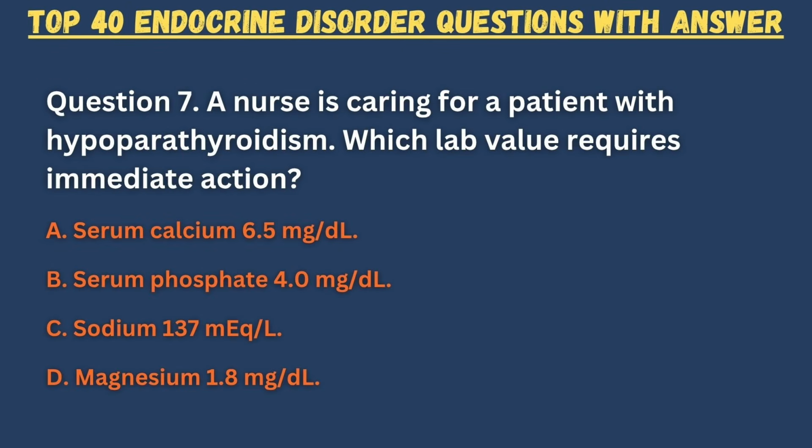Question 7. A nurse is caring for a patient with hypoparathyroidism. Which lab value requires immediate action? A. Serum calcium 6.5 milligrams per deciliter. B. Serum phosphate 4.0 milligrams per deciliter. C. Sodium 137 milliequivalents per liter. D. Magnesium 1.8 milligrams per deciliter.